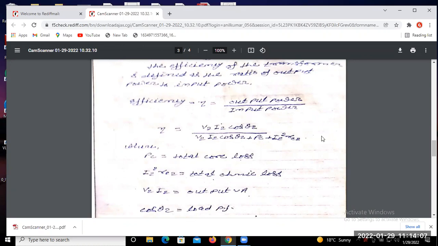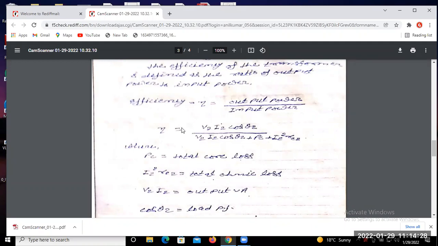Next, we just want to find the condition for the maximum efficiency. What is the condition for maximum efficiency of the transformer? So this is your efficiency equation, and just find what is the condition for maximum efficiency.